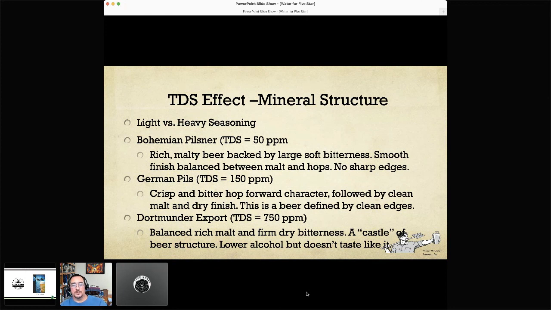Whereas German Pilsner, with a little more mineral character, tends to be more crisp and a little bit more bitter, with a cleaner finish. And then you move to Dortmunder Export with an even higher total dissolved solids, more mineral in the water. This is actually a lower gravity style than the other two, but it doesn't taste like it. And that's because of all the mineral helping to support the beer's flavors. So that's the effect of mineral structure on beer flavor.